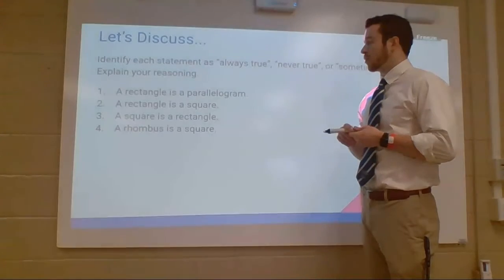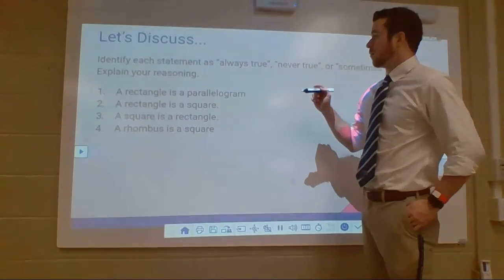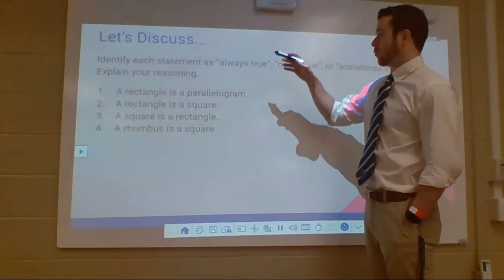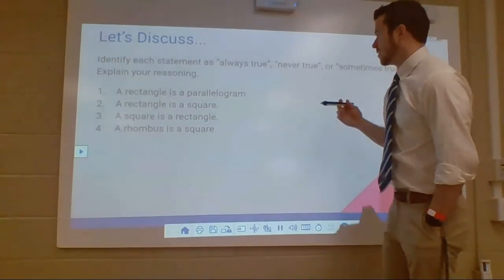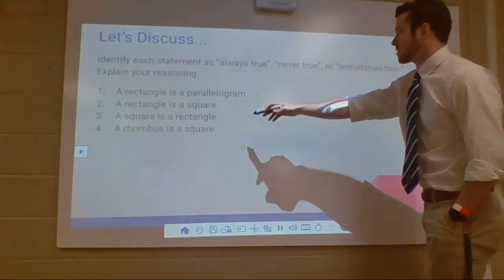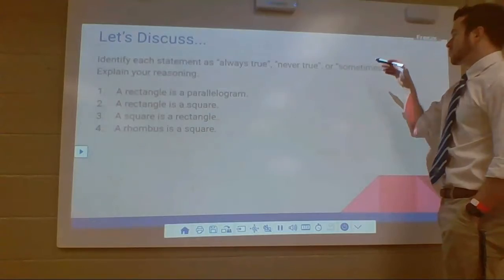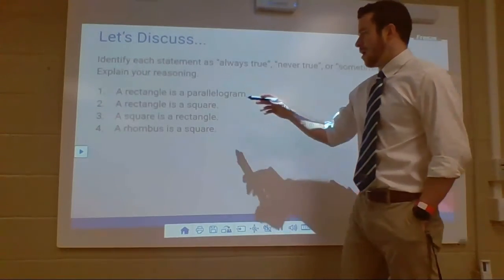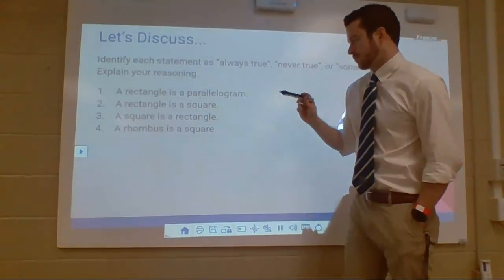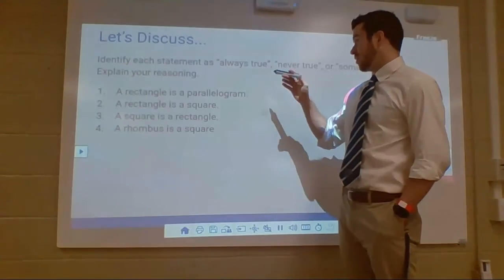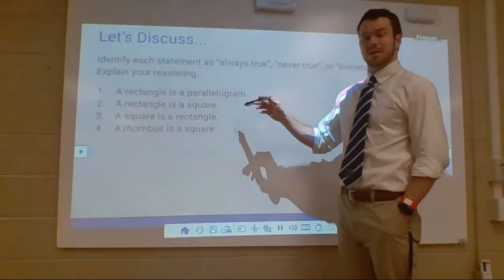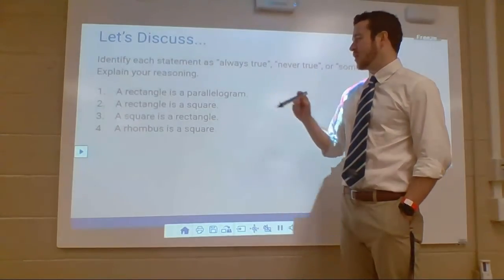Now we're not going to actually work problems with the properties of a square, but we're going to think through some statements. We're going to use some logical reasoning here. We want to identify each of these statements as either always true, never true, or sometimes true. Okay? So let's look at number 1. A rectangle is a parallelogram. Well, is that always true, never true, or sometimes true? You're right. It is always true.